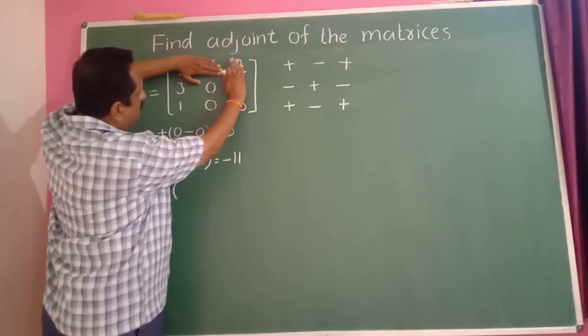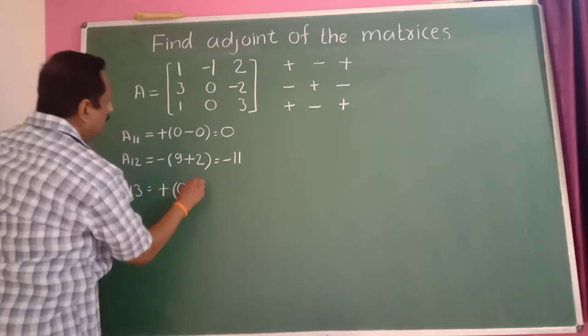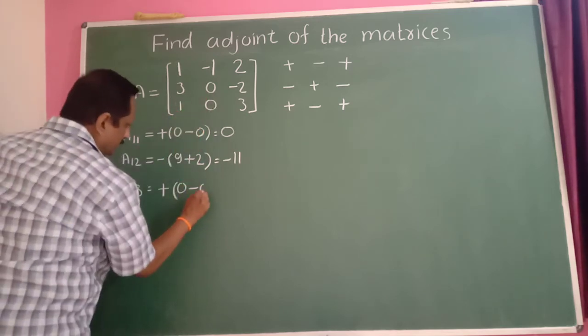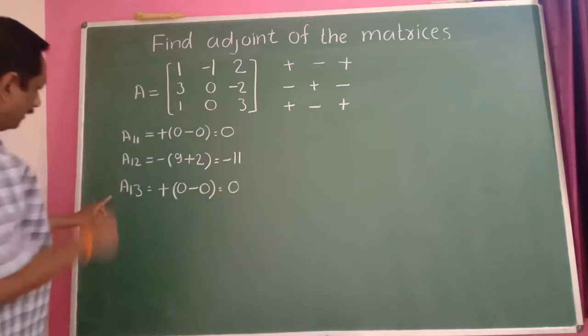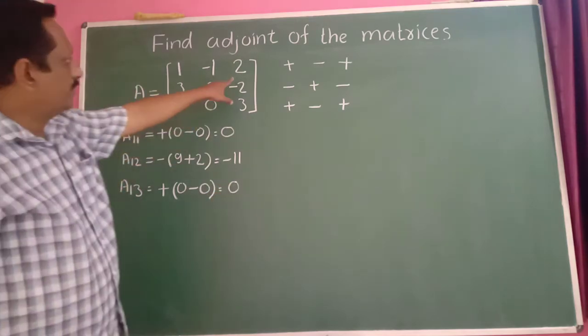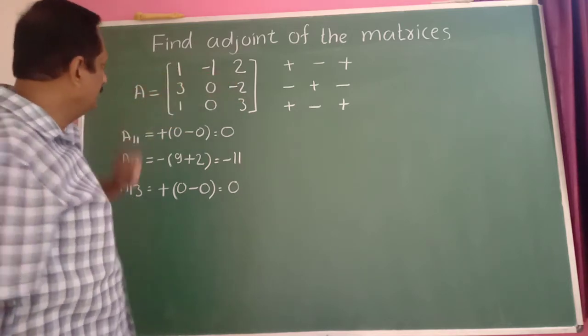Then 3 into 0 becomes 0. This is 0 minus 0 into 1, which becomes 0. So this is equal to 0. A13 is the cofactor of this element. We have to find the cofactor of these other elements here.